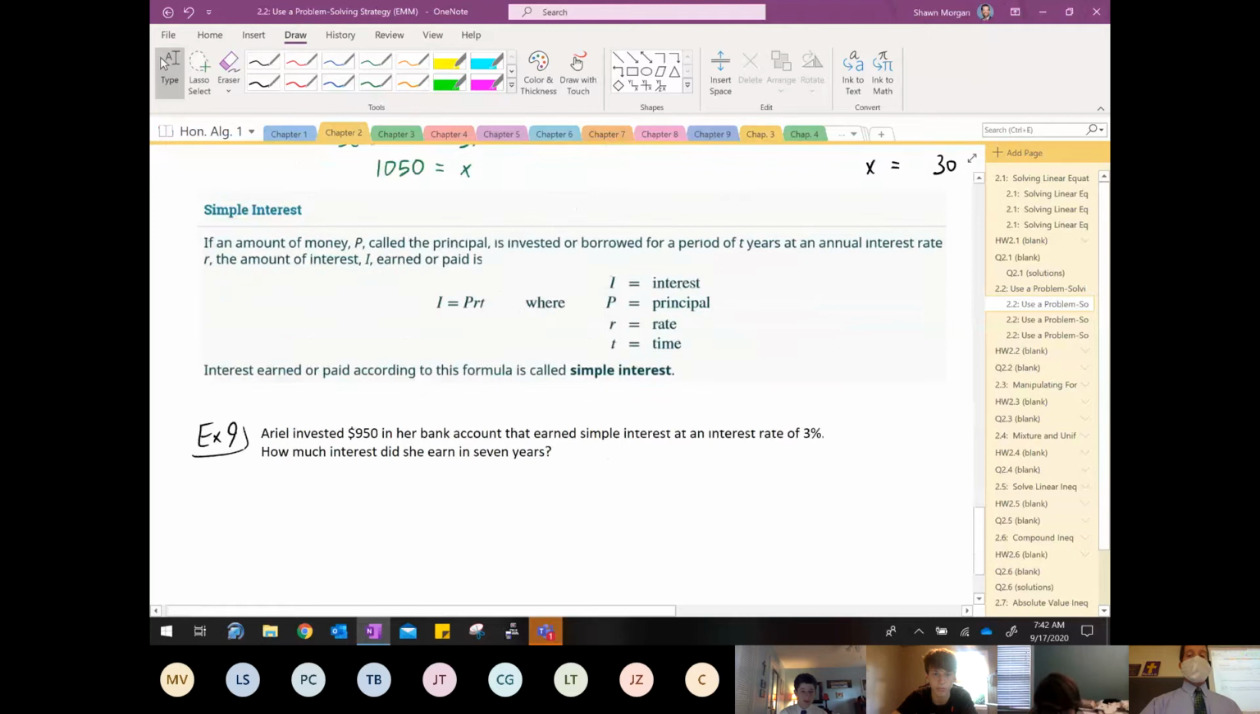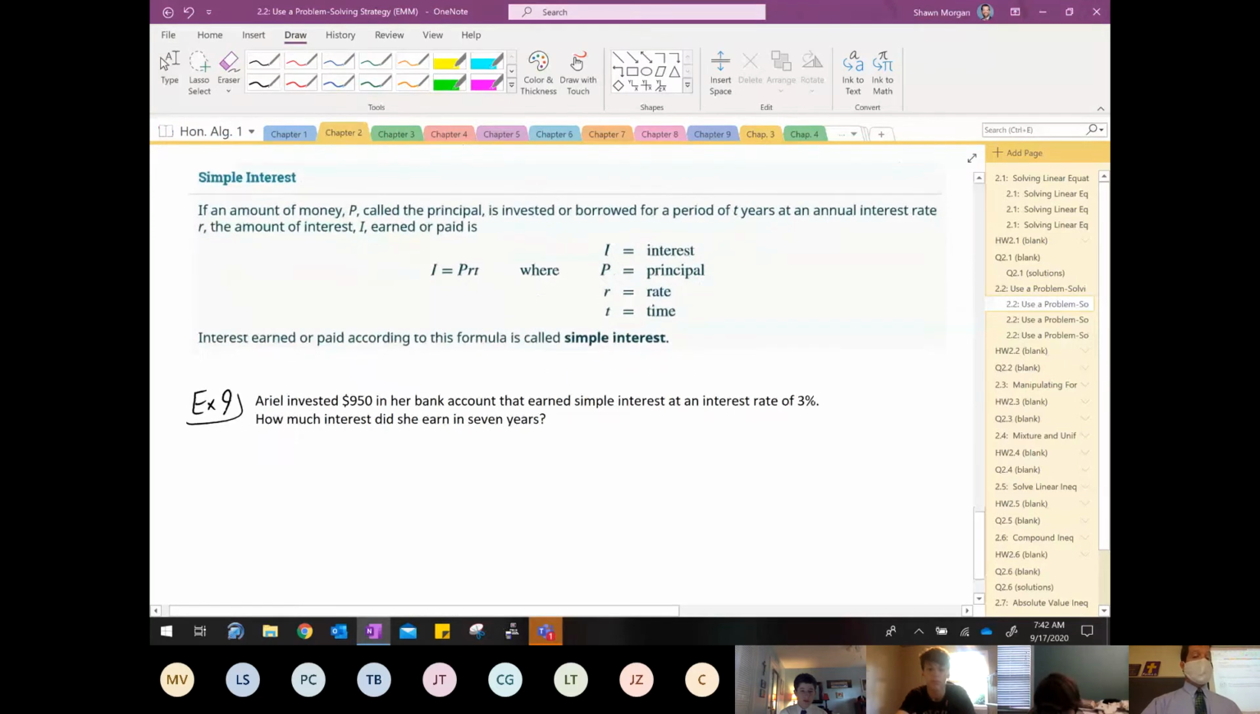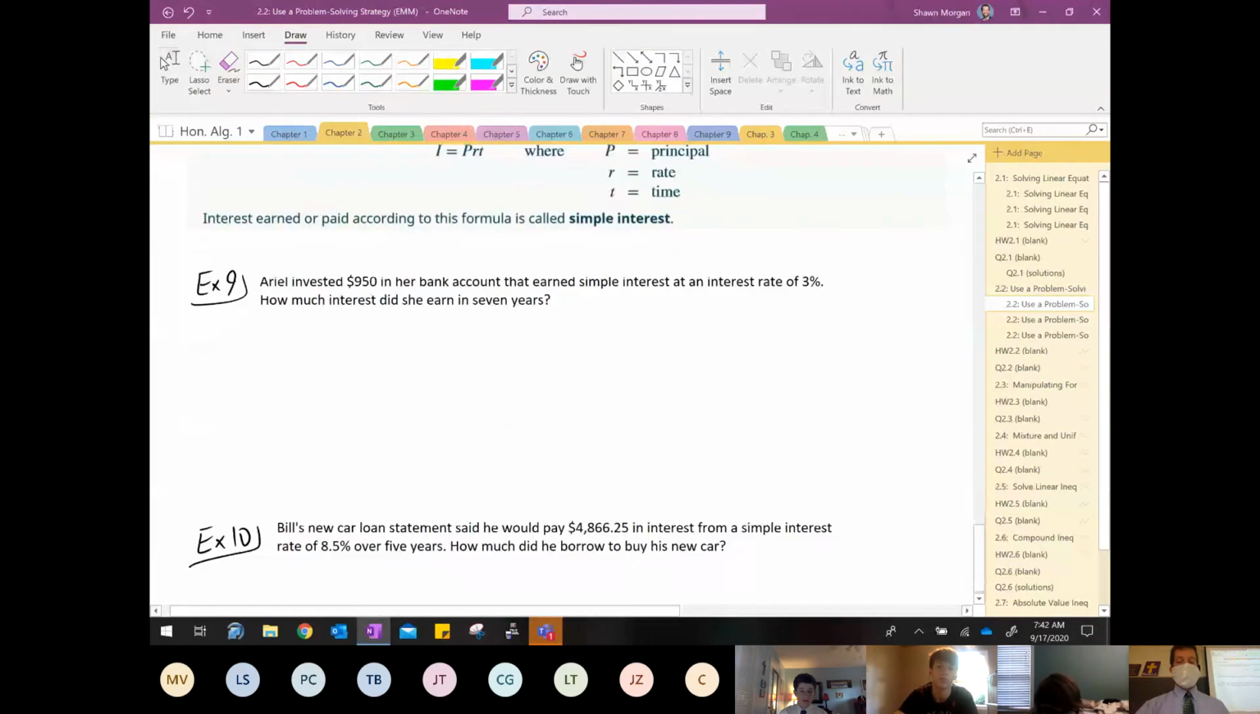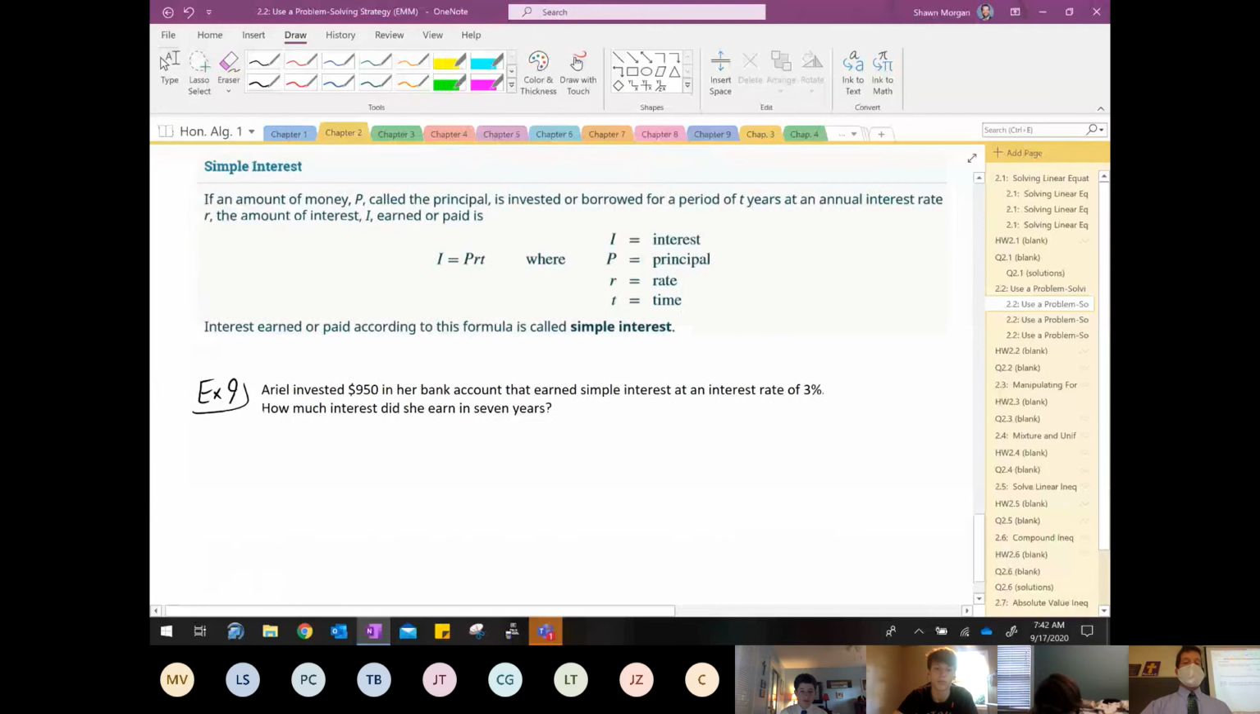I don't know if you guys have experience with the notion of interest. But the notion of interest is that if I borrow your money for a period of time, and then I pay you your money back, I also need to pay you some extra money because you were nice and you let me borrow it. That's what the notion of interest is.